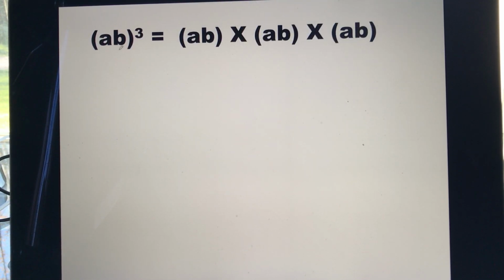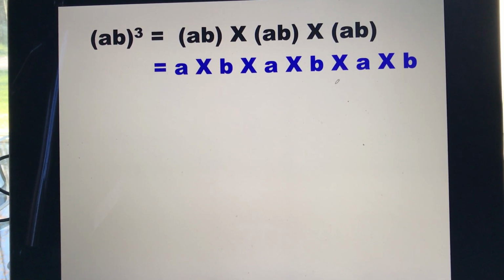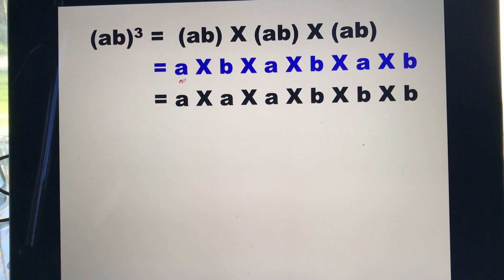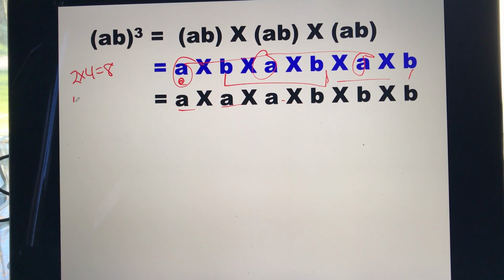If you have a product within a bracket, AB cubed is AB times AB times AB. I write it all out. I'm allowed to put the A's together, grab this A and this A, and then grab the B's and put them together. The order that I multiply doesn't matter. We know this: 2 times 4 is 8, or if I flipped it around, 4 times 2 is also 8. When I'm multiplying, I'm free to shuffle things around a little bit. I get the same answer anyway.